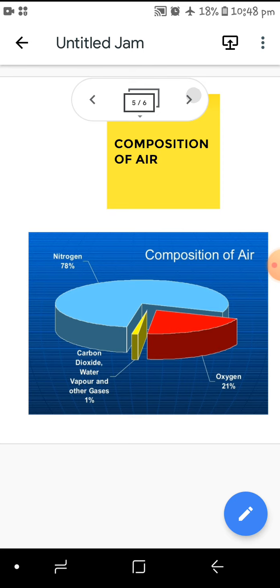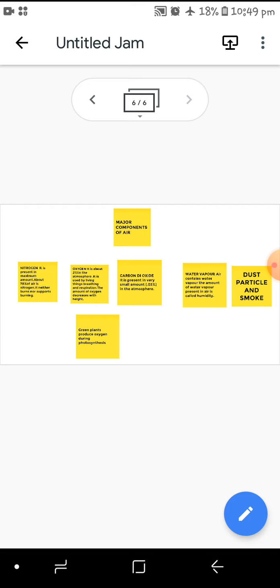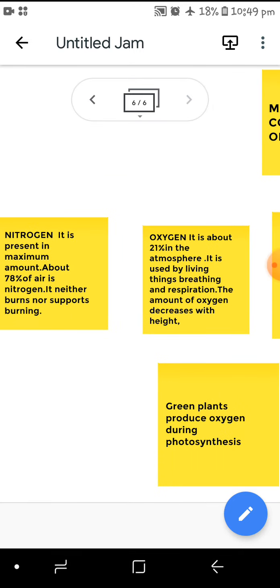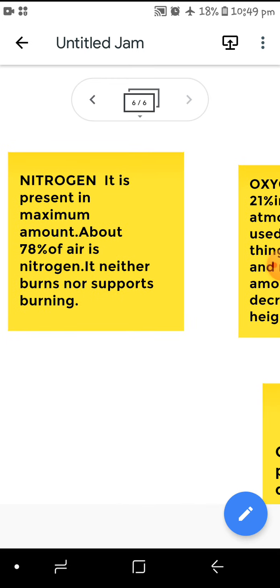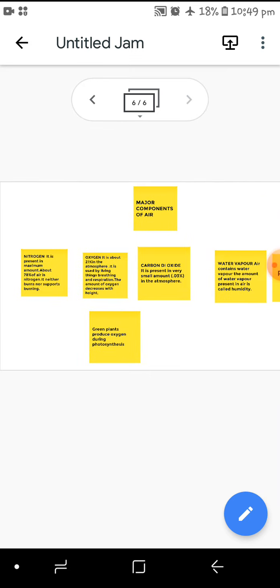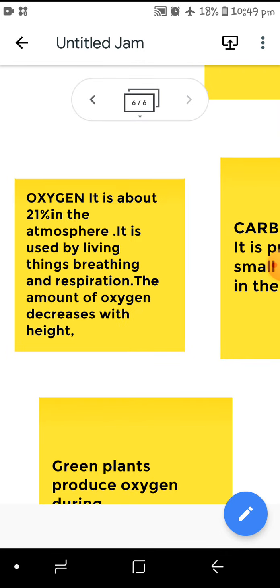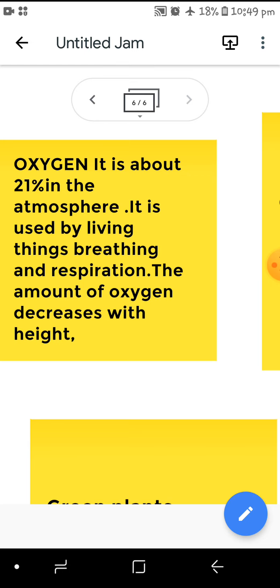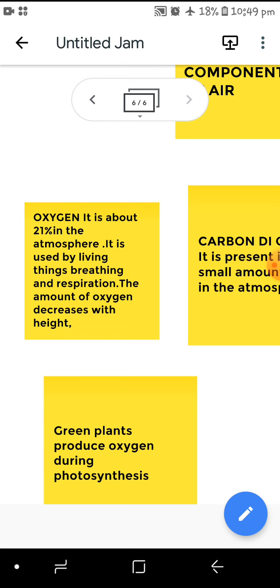Now let us discuss each component of the air separately. The first is nitrogen. Nitrogen is present in the maximum amount, about 78% of the air. It neither burns nor supports burning. Next is oxygen. Oxygen is 21% of the atmosphere. It is used by living things to breathe and for respiration. The amount of oxygen decreases with increase in height. As we go up, the amount of oxygen decreases. Green plants produce oxygen during photosynthesis.